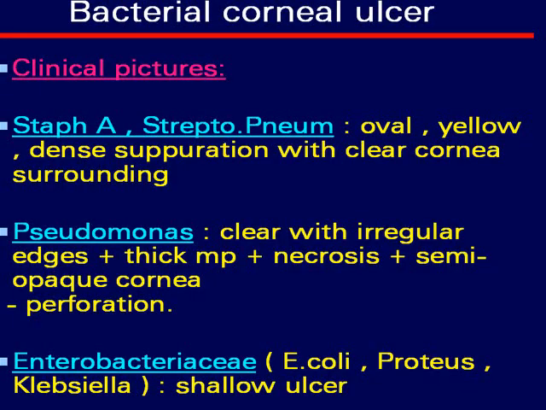The clinical picture of corneal ulcers may differ according to the causative organism. However, we cannot depend purely on the clinical picture to have a clue about the causative organism. We have to depend on laboratory assessment, swabs and corneal biopsies to identify the causative organism. However, usually Staphylococcus and Streptococcus give an oval yellow dense suppuration with a clear cornea in the surrounding. However, Pseudomonas gives regular edges with necrosis and opaque cornea, and is very prone to perforation.